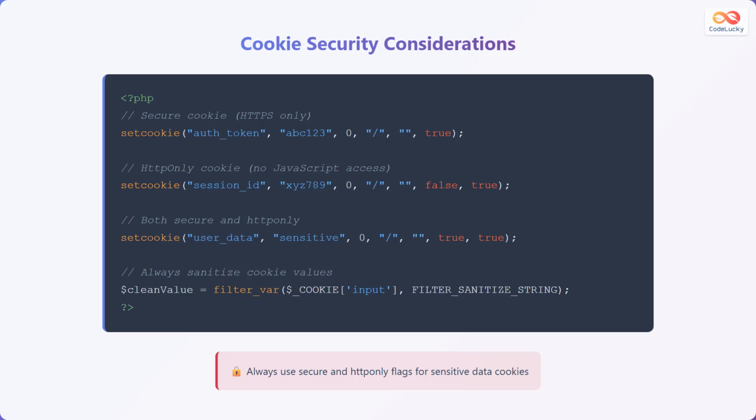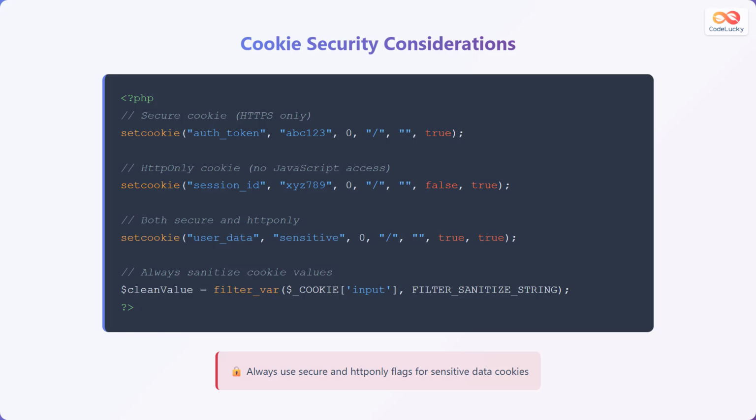The third argument is the expiration time, which is set to 0, meaning the cookie will expire when the browser is closed. The fourth argument is the path, which is set to /, meaning the cookie is available to all pages on the website. The fifth argument is the domain, which is left blank, meaning the cookie is only available to the current domain. The sixth argument is secure, which is set to false, meaning the cookie can be sent over HTTP. The seventh argument is HTTP only, which is set to true, meaning the cookie is not accessible via JavaScript.